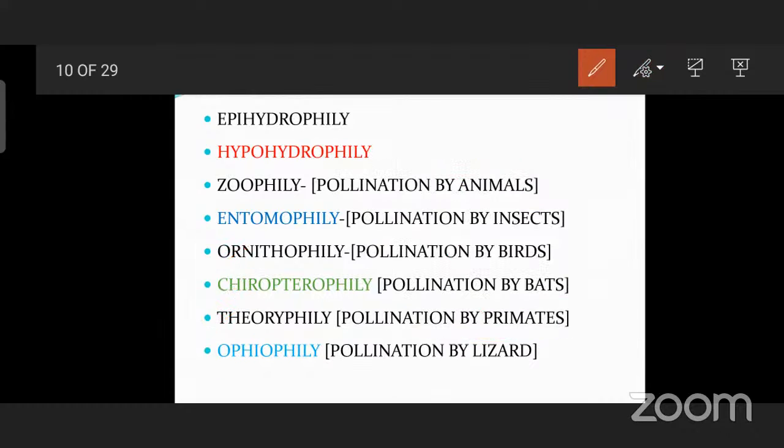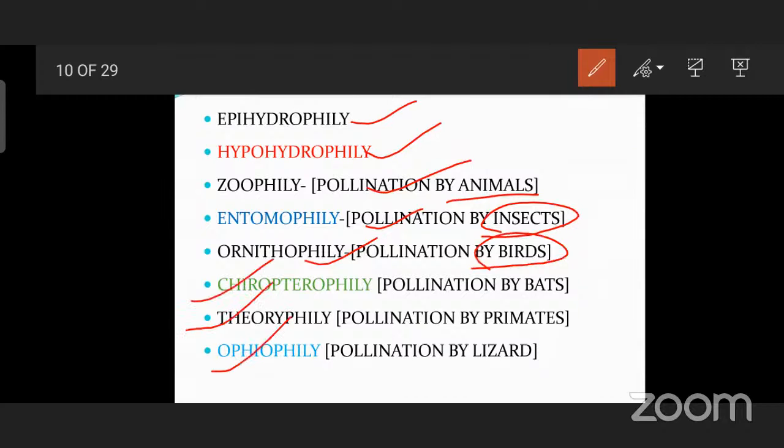These are the agents of pollination: anemophily, hydrophily with epihydrophily and hypohydrophily, and zoophily, pollination by animals. Entomophily is pollination by insects, ornithophily is pollination by birds, and then chiropterophily, pterophily, and ophiophily. These are all agents of pollination.